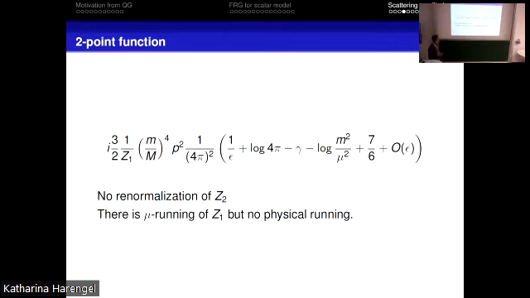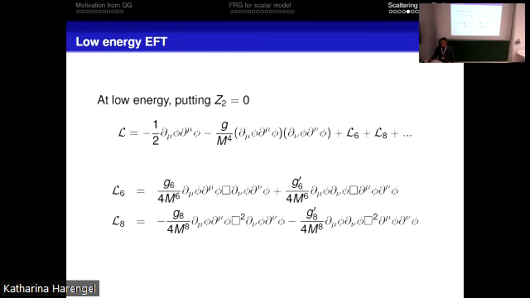Okay, so there is mu running of Z1, but no physical running. Now let's look at the 4-point function. We start by considering it in the low energy regime. In low energy, even without knowing about what happens at higher energy, this looks like a non-renormalizable theory, as I said, so you can treat it using effective field theory methods.